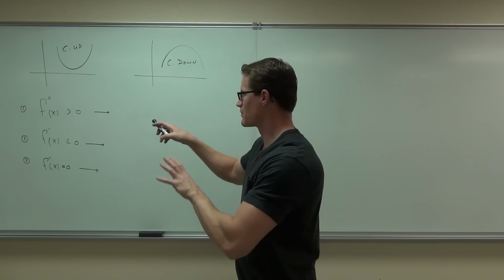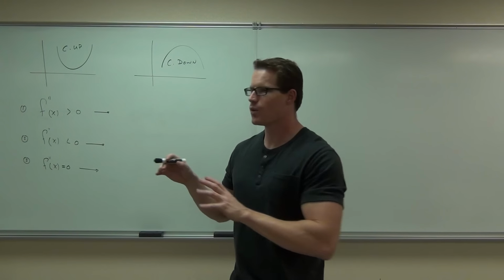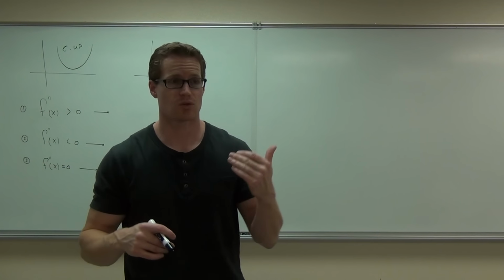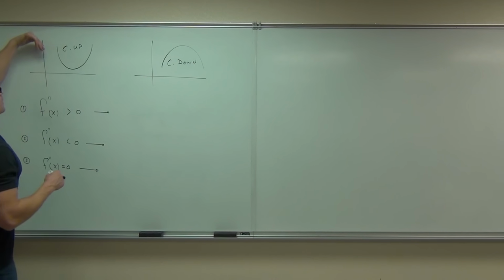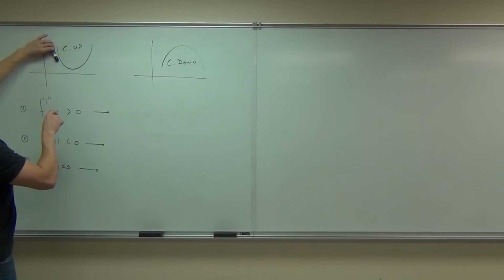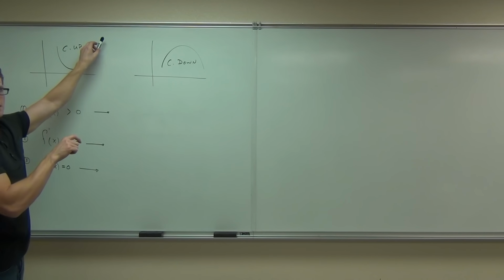So here's what we say. If the second derivative is positive, what that means is the slope is increasing. If the slope is increasing, that means we're going to be concave up. Notice what the slope is doing. The slope is increasing. Does that make sense?